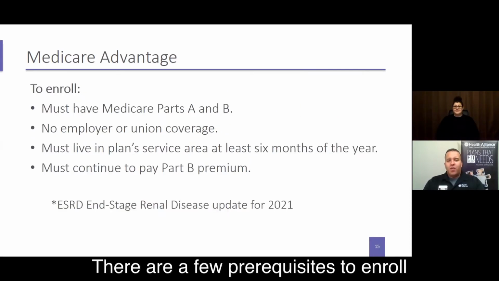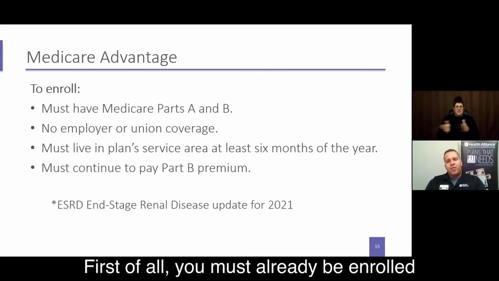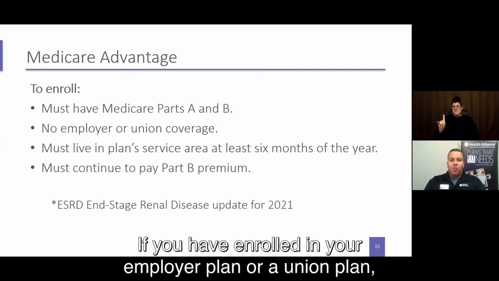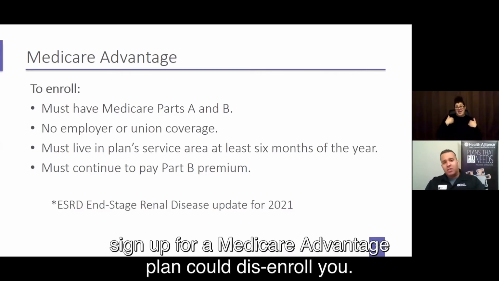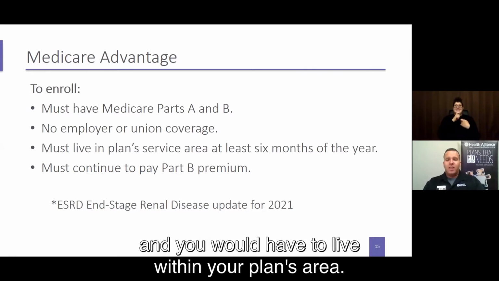There are a few prerequisites to enroll in a Medicare Advantage plan. First of all, you must already be enrolled in Medicare Parts A and B. If you have enrolled in your employer plan or union plan, signing up for a Medicare Advantage plan could disenroll you. Medicare Advantage plans do have specific service areas, and you would have to live within your plan's area.